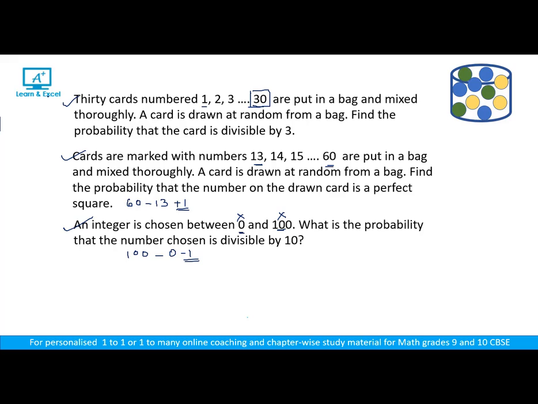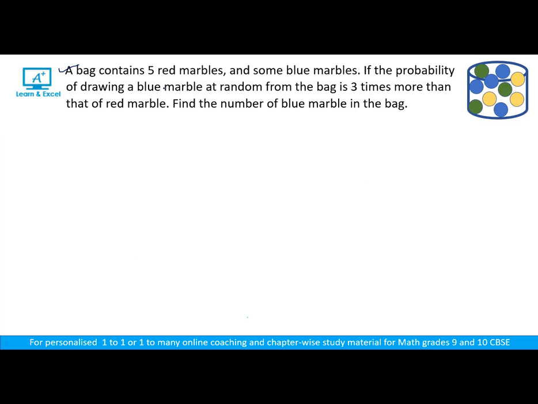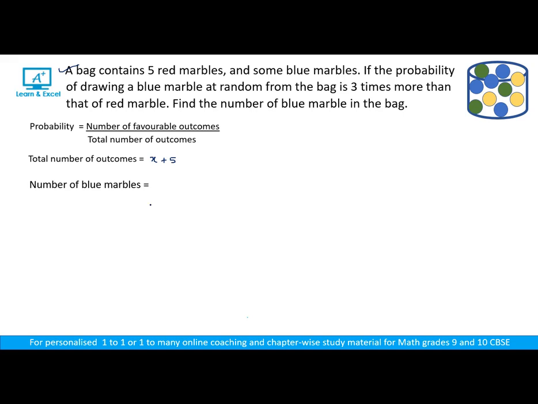Once you know how to find the total number of outcomes, it is easy to solve these questions. A bag contains 5 red marbles and some blue marbles. If the probability of drawing a blue marble at random from the bag is 3 times that of the red marble, we have to find the number of blue marbles in the bag. Let us take the number of blue marbles in the bag as x. So we know that the total number of outcomes will be x plus 5. If we have to find the probability of drawing a blue marble, it will be the number of favorable outcomes, which is x, upon the total number of outcomes, which is x plus 5.